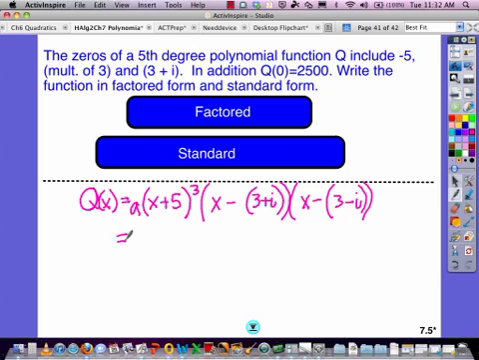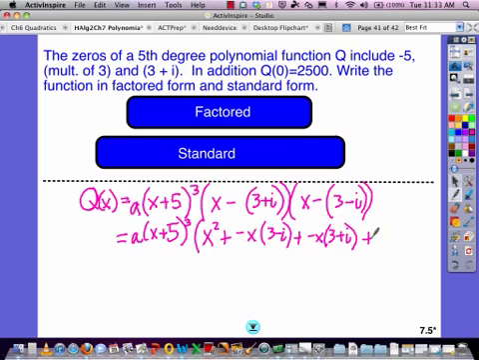We can leave this first part, the a times the quantity x plus 5 cubed, alone. And we can come back and talk about multiplying this, which we should be able to use FOIL. They look like two binomials. So here we go. First times first, x squared. Outsides would be x times the 3 minus i. And then we have another term inside, so plus negative x times 3 plus i. And then last times last would be a positive.